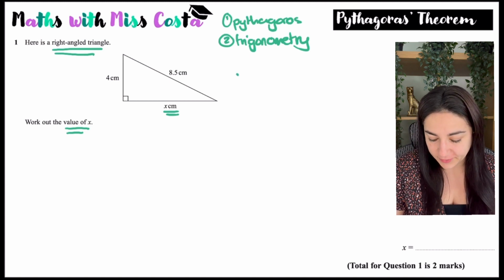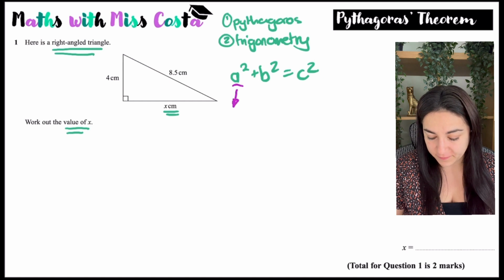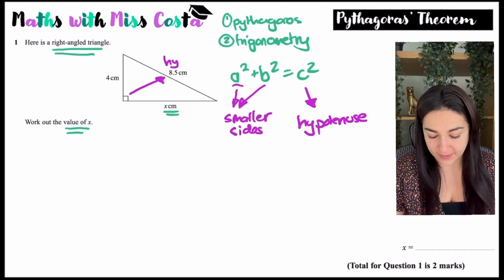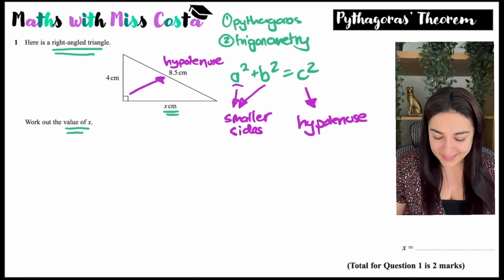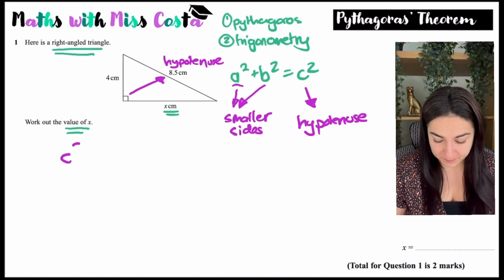So Pythagoras' theorem states that a squared plus b squared equals c squared, where a and b are just the length of the two smaller or shorter sides, and c is the length of the hypotenuse, where the hypotenuse is the side opposite the right angle. Okay, so what I do is I just substitute my values into this formula. Now I've been given the length of the hypotenuse, so therefore I rearrange this equation to be c squared take away a squared equals b squared.